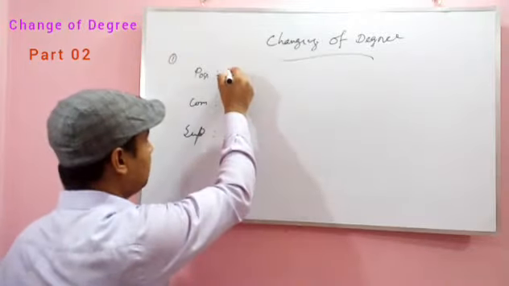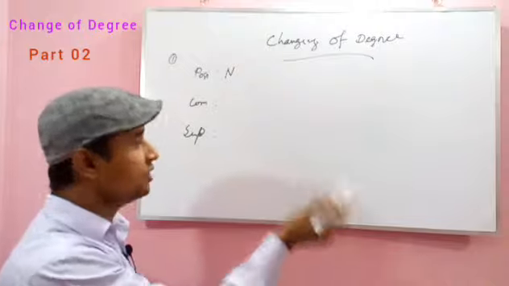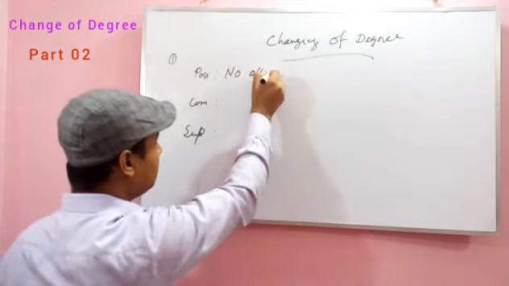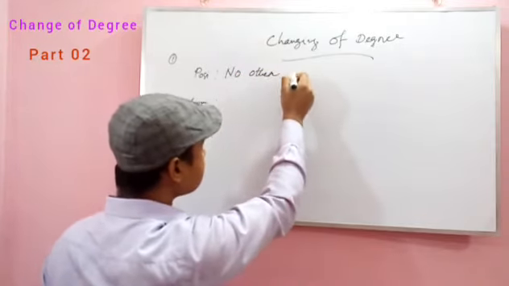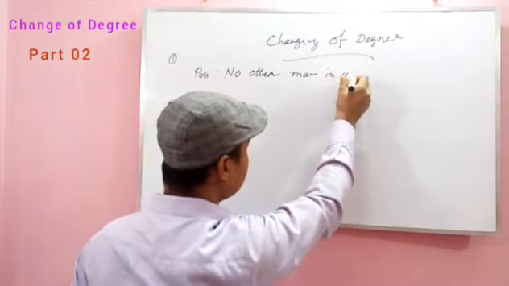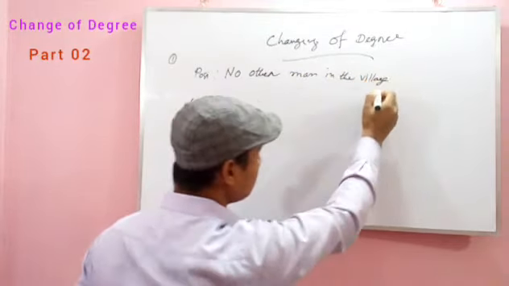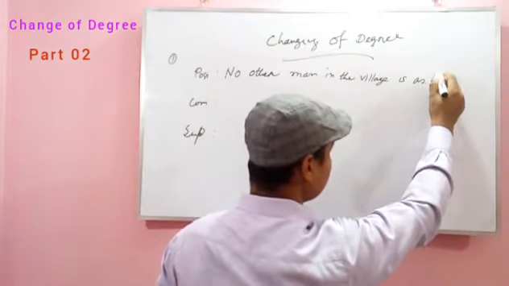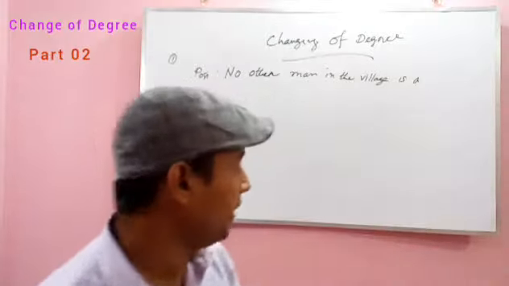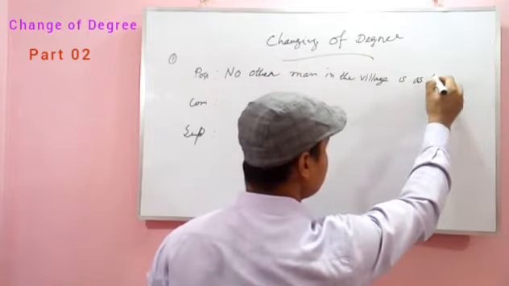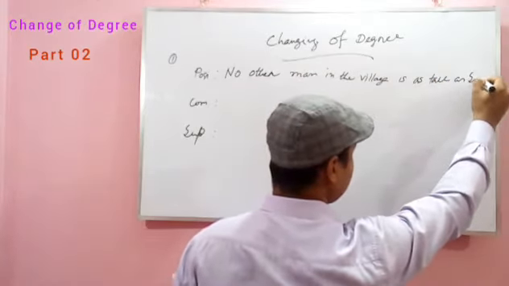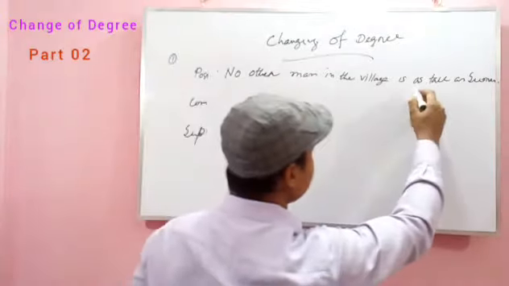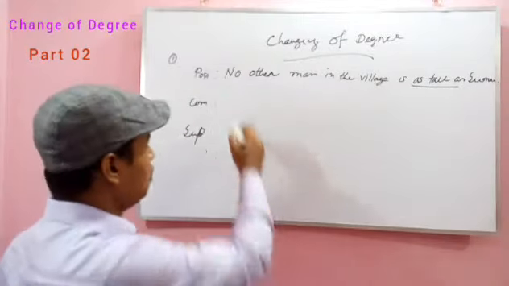Positive degree begins with no other. The first example begins with no other. Then the second example begins with very few. The first example: no other man in the village is as tall as Shumon. Okay, it is an example of positive degree because there is as dot dot as, and it begins with no other.